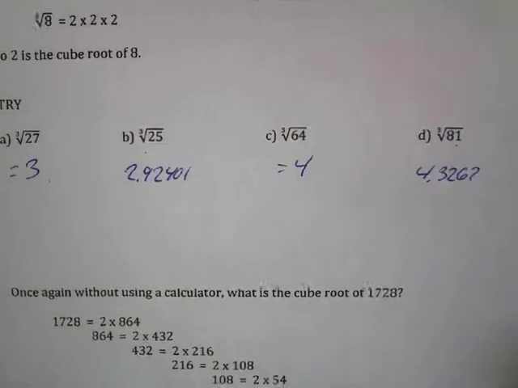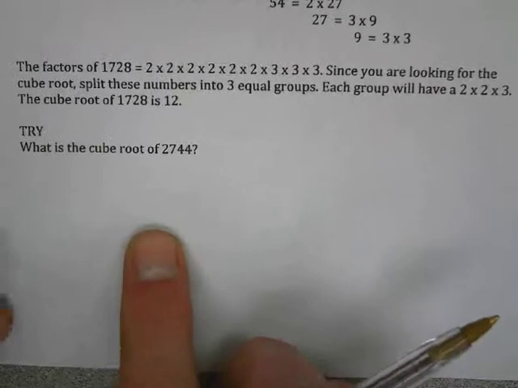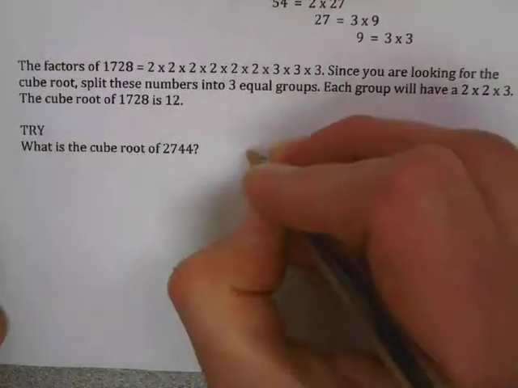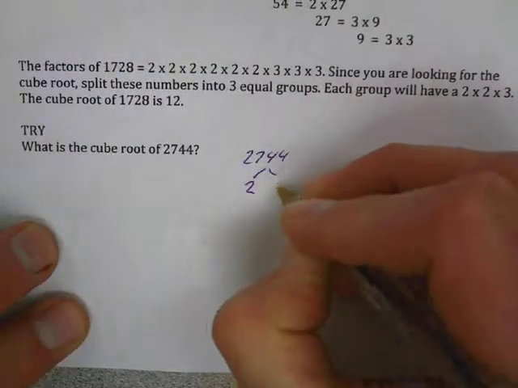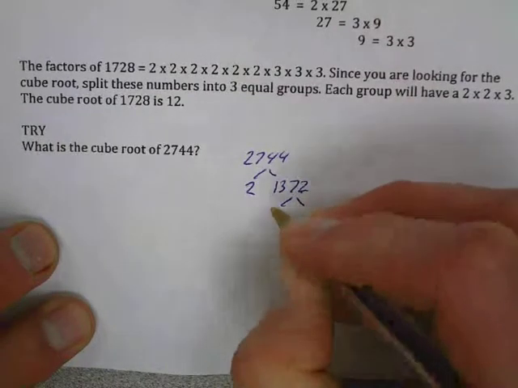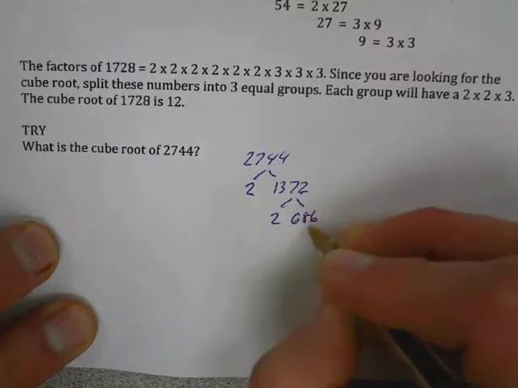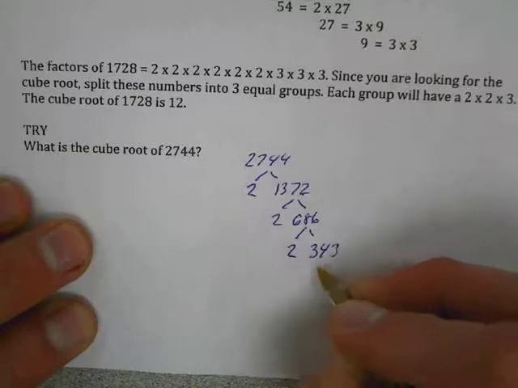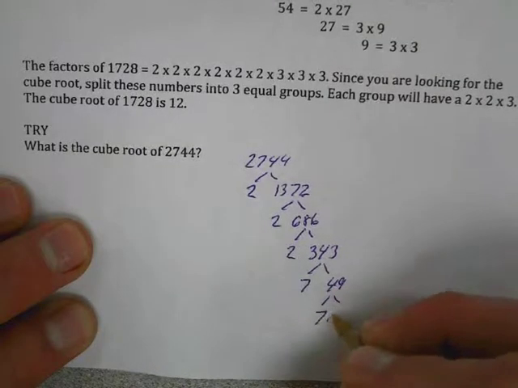So once again, if I want to find out what is the cube root of this number without using a calculator, then I'm going to have to divide it. So I got 2744 divided by 2 gives me 1372. Ends in 2 again, so I'm going to divide it by 2. Gives me 686, divided by 2 again, because it ends in 2, gives me 343. I know I can divide that by 7 and get 49, and this is 7 times 7.